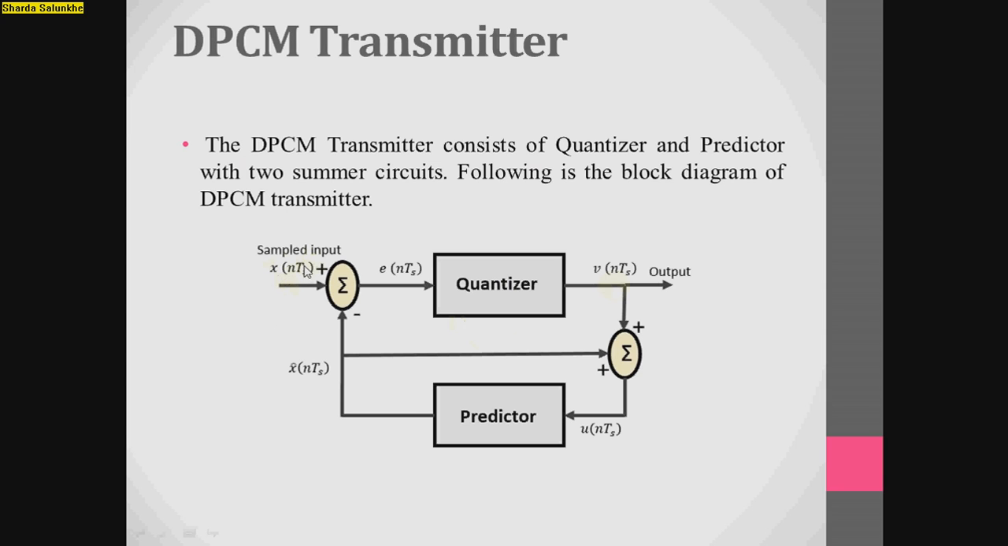So X of nTs is the sampled signal input, and the output is fed back through the predicted value. By summing this output, the signal is U of nTs. It is fed back, by prediction, to the summer for the summation, and the difference between these two is nothing but E of nTs. After E of nTs is fed to the quantizer, you will get the V of nTs. The V of nTs is given to the summer, as well as the output from the predictor, which is again given to the summer. So again the summation will be done and U of nTs will be available.